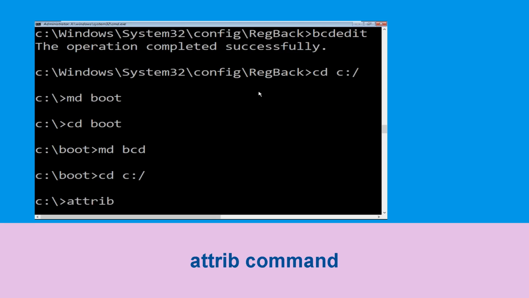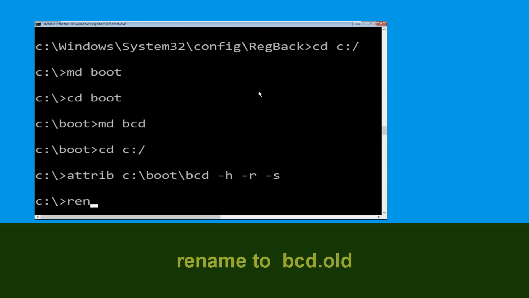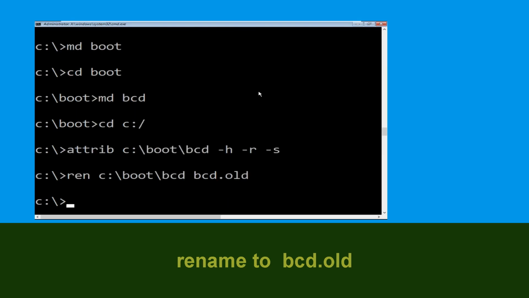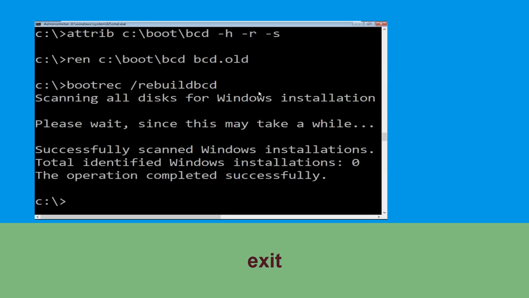Now type attrib space C:/boot/bcd space -h space -r space -s and hit enter to execute. Type in ren C:/boot/bcd bcd.old and simply hit enter to execute this command. Type bootrec space /rebuildbcd and hit enter. Type exit and hit enter.